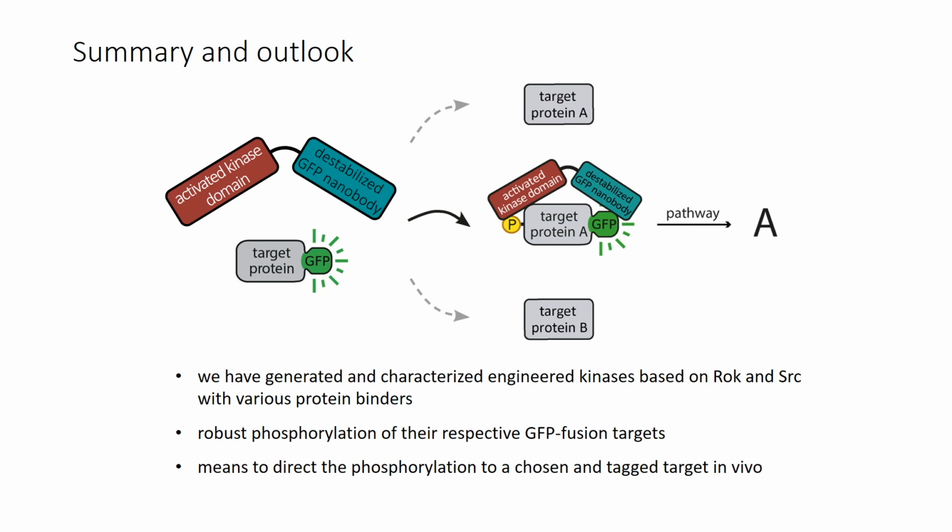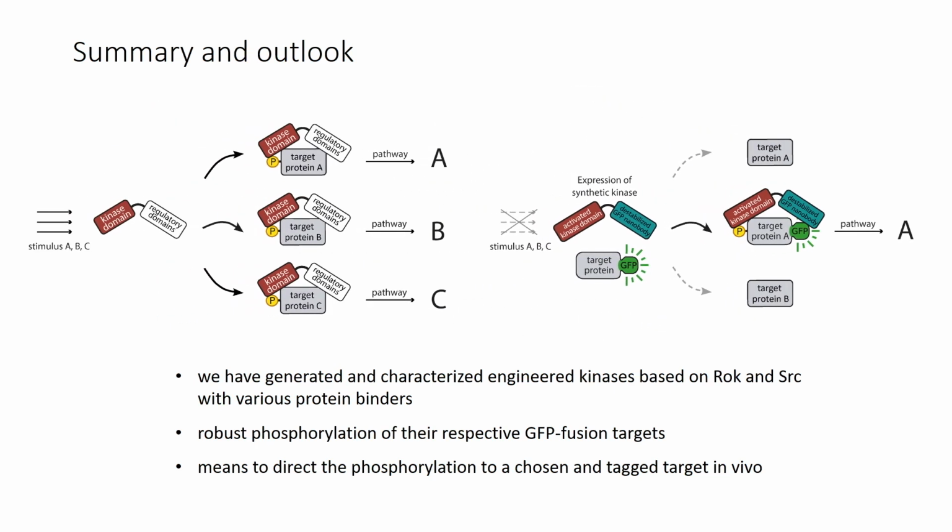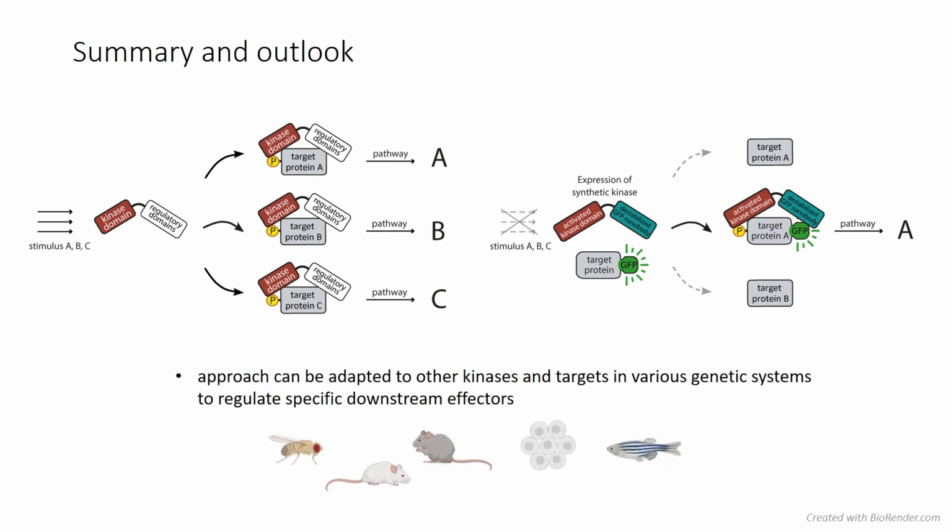This can help us and other scientists understand better the single communication lanes essential for regulating animal development, as well as interpret better the faulty communication in complex diseases. We presume that after careful optimization, this novel approach can be adapted to other kinases and targets in various genetic model systems.